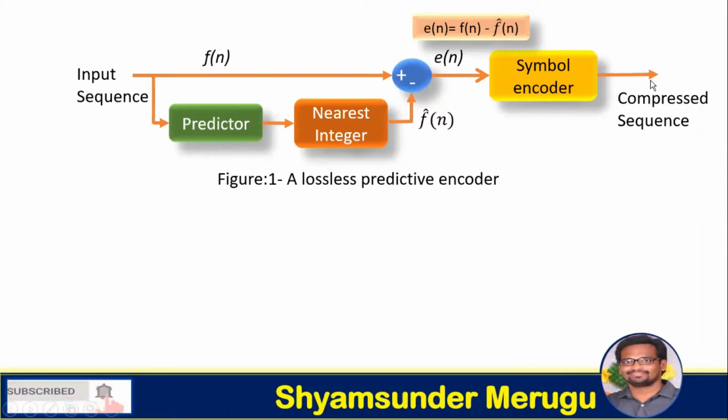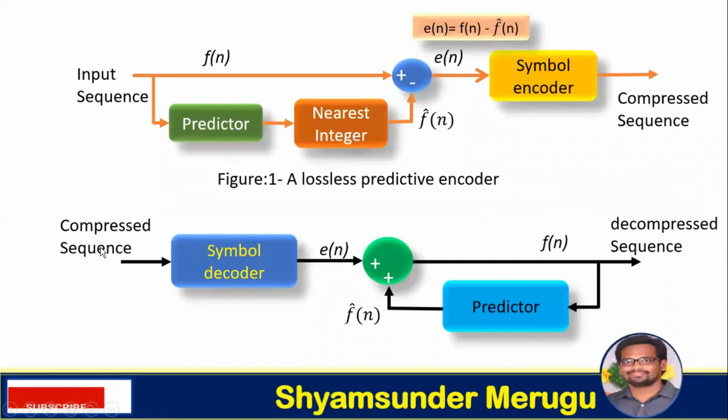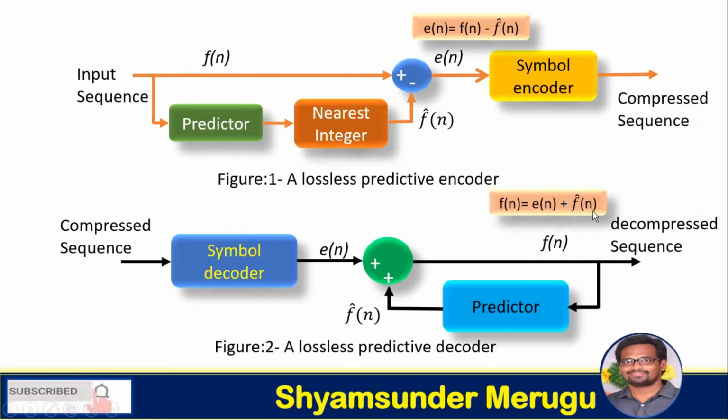Now this compressed sequence is transmitted through the channel and received at the decoder, and the received signal or sample is decoded by the variable length decoder, and we will have the error sequence. Here also we have the predictor, and its initial value is 0. In order to form the original input sequence or the decompressed sequence, f of n can be computed as e of n plus f cap of n.